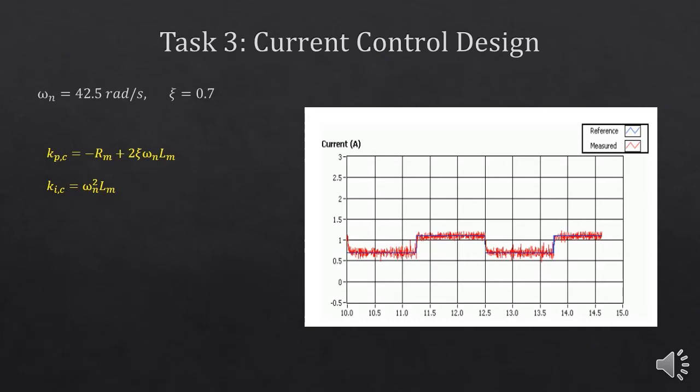At these values, the system response should be like this. You can see here that our measured signal is tracking the set point. There are overshoots, but the response is better than using the random values of Kp and Ki. This is how you design the current controller using the PI gains.